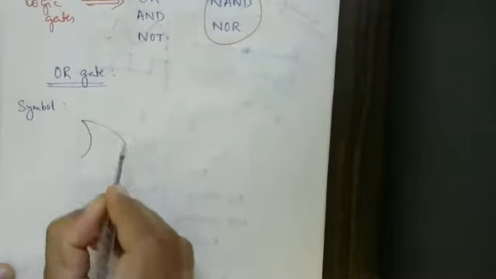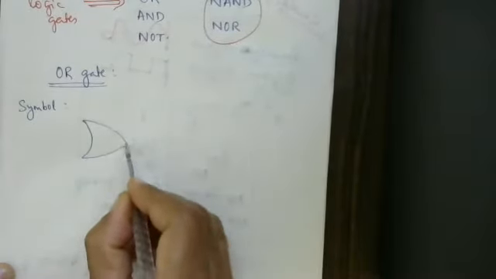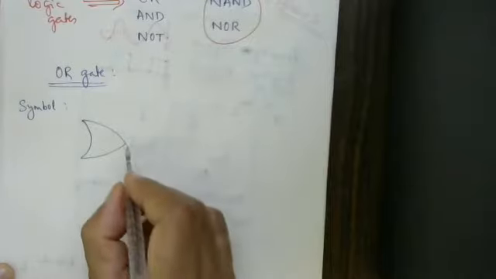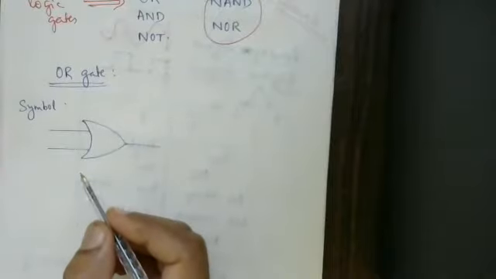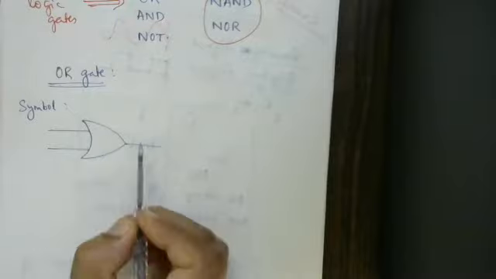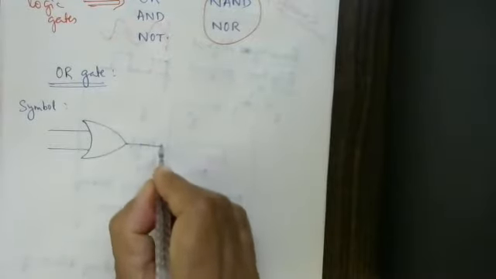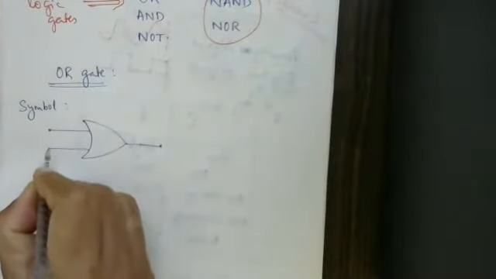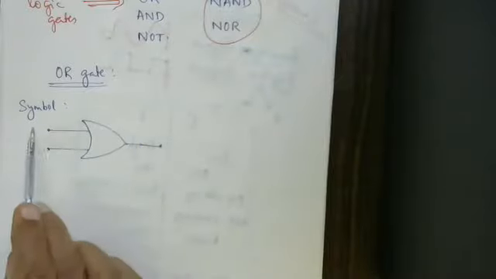Then a little bit of a bend must be there, and here you take the output. This is input, this is input. I have written two inputs, but not necessarily two. On some occasions there are more than two inputs, but the output is only one. In higher classes, we also put three inputs. More than two inputs we can put, but the output is only one.